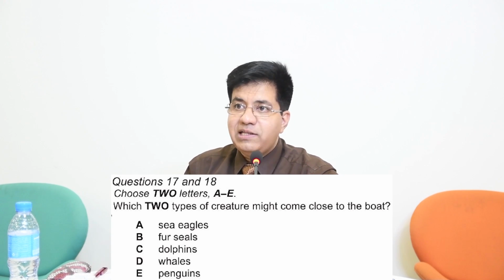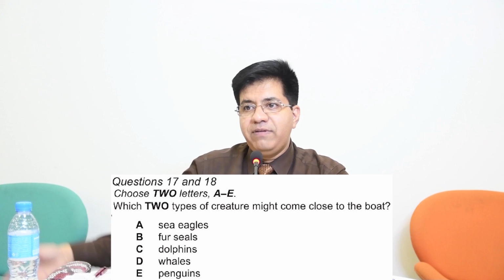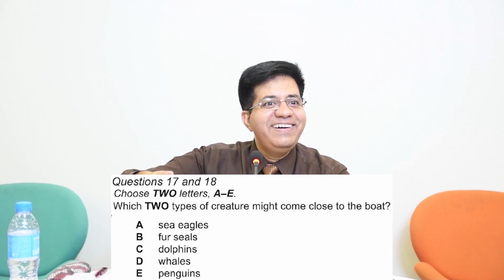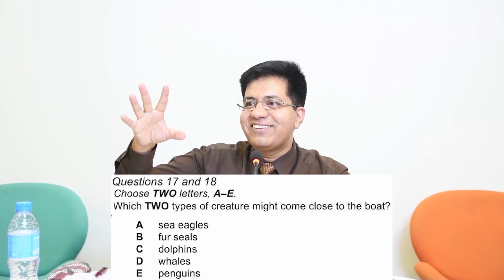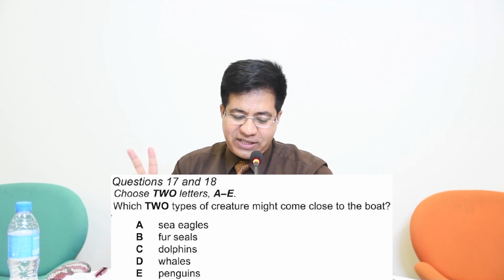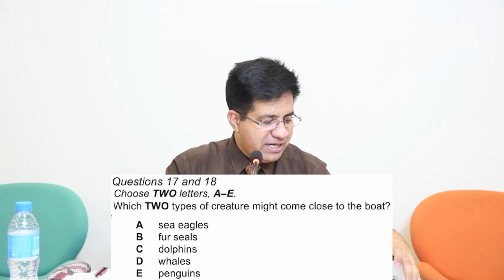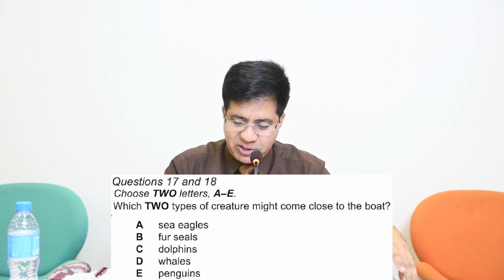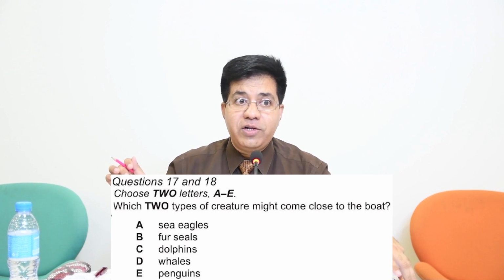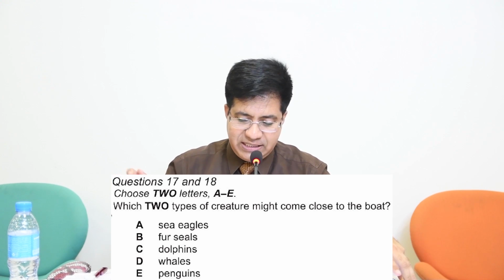For example, whales. What do you expect? If whales come closer, then the boat is going to capsize or anything like that, okay? So two types of animals which are going to come closer. Please listen carefully. And they will talk about all animals in any order. They will not follow ABC.